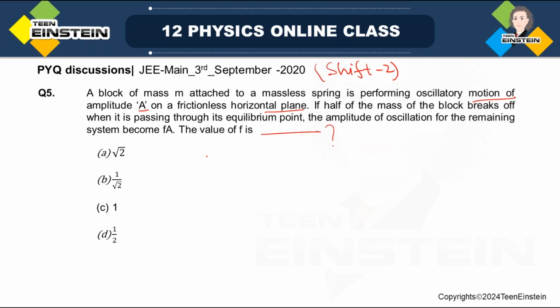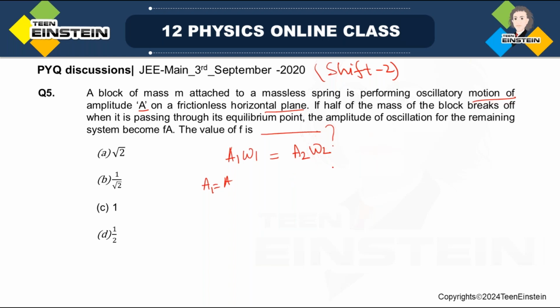Look what happens. With amplitude, this is a formula you can note down, that this product will always be constant: A1 omega 1 is equal to A2 omega 2. Here A1 is given as a, but we don't know what omega 1 and omega 2 are. That we can find out actually.